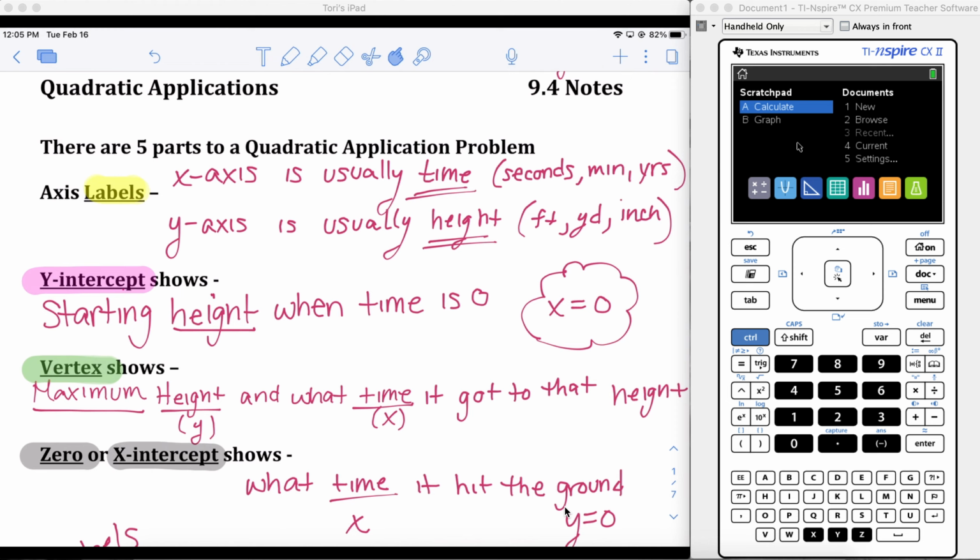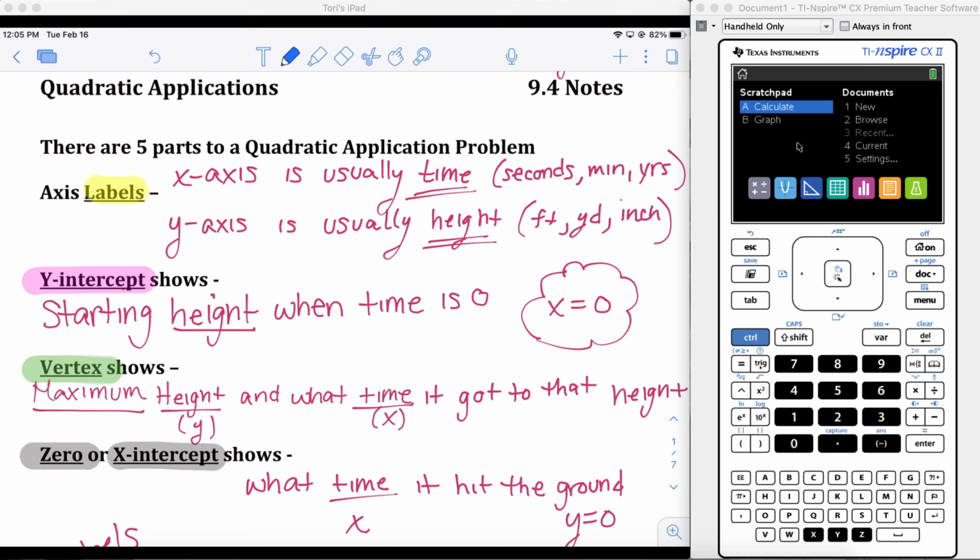Hey guys, we're back with the notes for 9.4. If you are watching this video, it means you are an in-person learner. You will be using an Nspire calculator to answer these questions, okay? If you would, pause the screen, copy what you see, and then we'll get started.